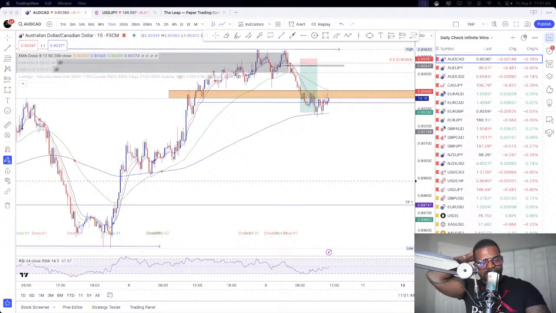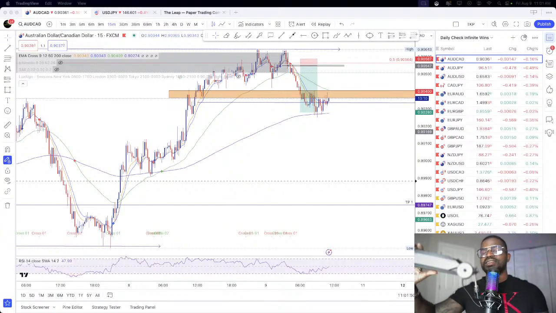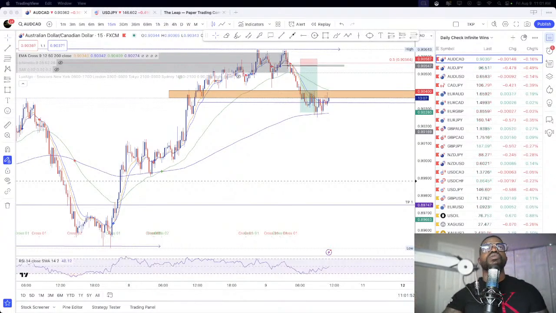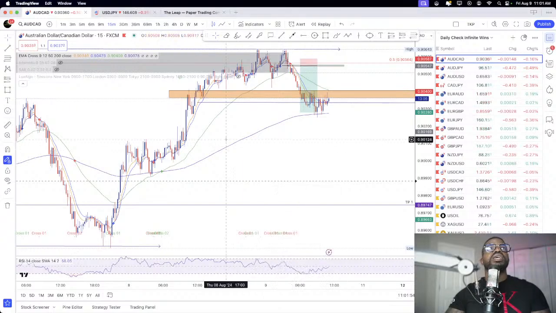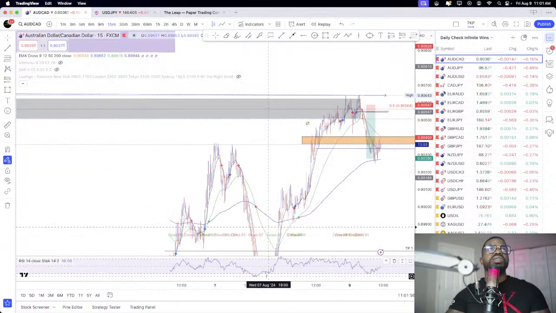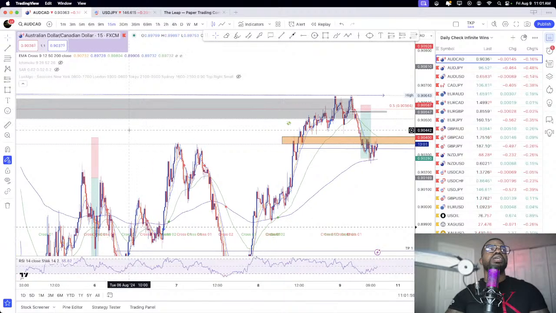Okay, last night during the London session, we took an AUD CAD sale. We were looking at this trade earlier this week, and where did we enter? We entered a little early. Here it is.